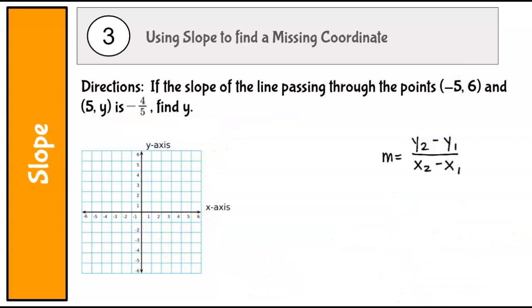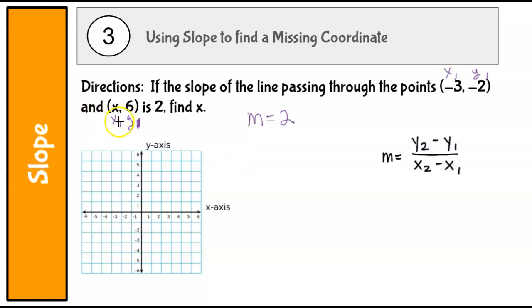Let's do another one. If the slope of the line passing through the points (-3, -2) and (x, 6) is 2, find x. So remember what I said, if it tells you what the slope is, write that down. And then we're going to plug in our points, and we're going to solve our equation.